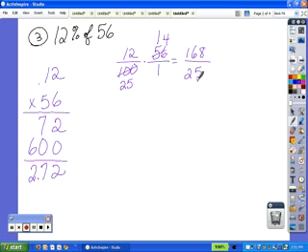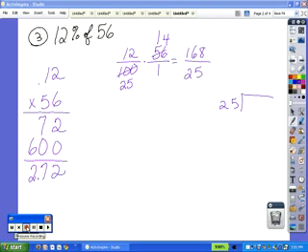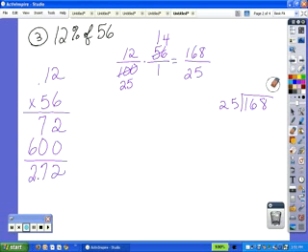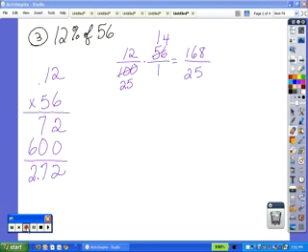Now, when you're dividing, you have to divide 25 into 168. Before I go any further in this problem, dividing, I need to fix my answer over here. Added and didn't bring down the 6.